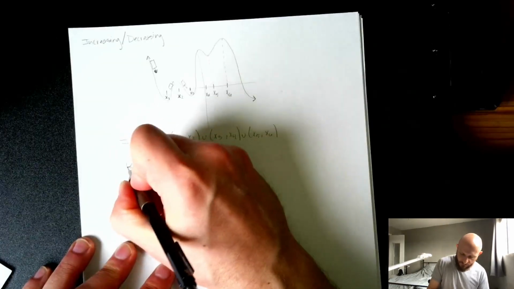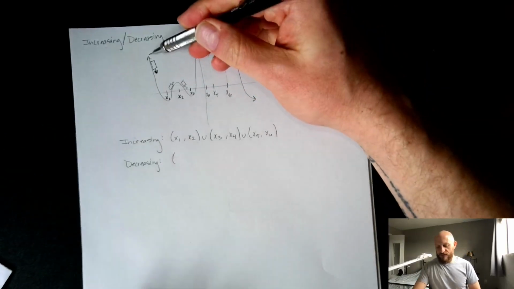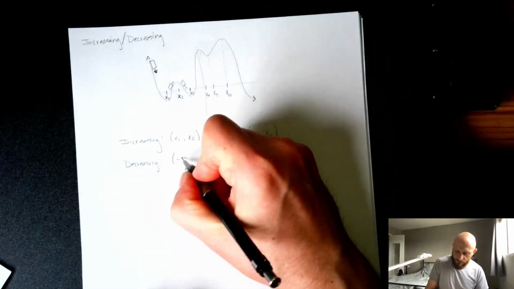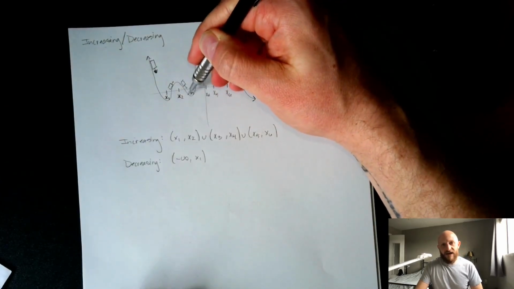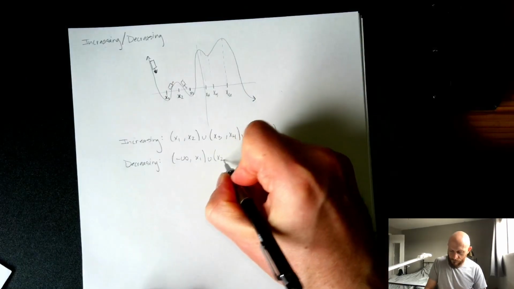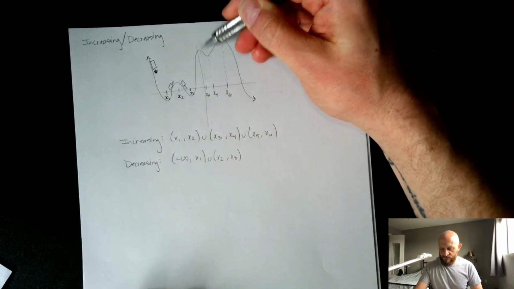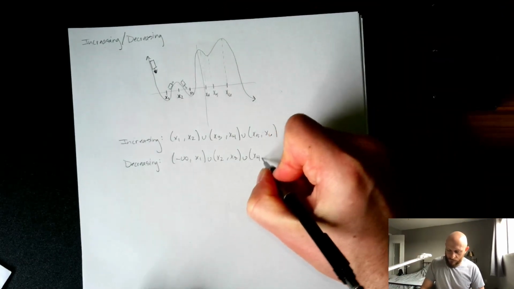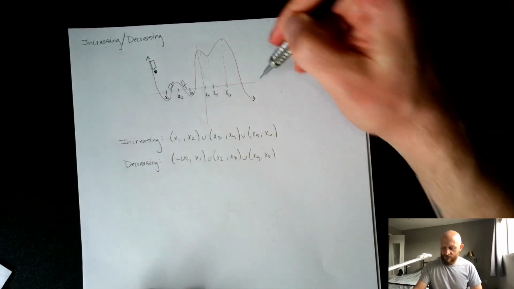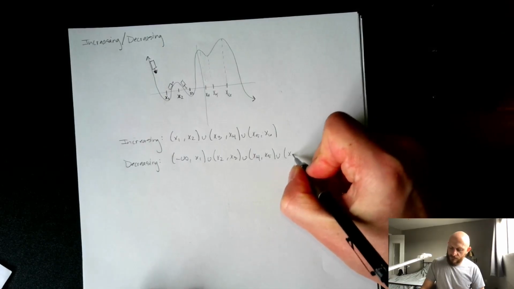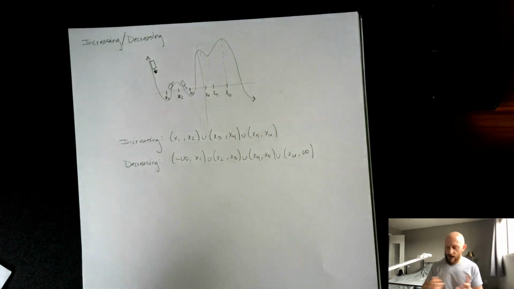So where is it decreasing? Well, with this particular example, everywhere else. So we're decreasing from negative infinity to x1. Then we're decreasing from x2 to x3. Decreasing from x4 to x5. Increasing from x5 to x6, and beyond x6, it's decreasing. So that's it. Increasing, decreasing.